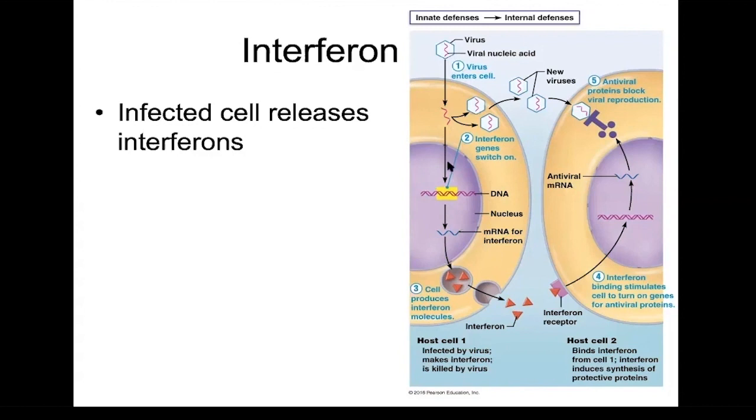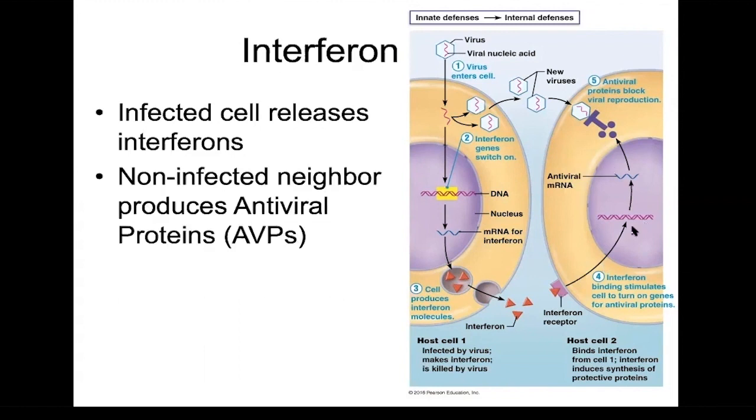When a host is infected with a virus, it will produce and release interferons. These are represented with the red triangles. So an infected cell releases the interferons. The interferons then will attach or bind to interferon receptors on neighboring cells. The cell on the right is not infected with the virus initially, and what the interferon does is it stimulates that cell to produce antiviral proteins, or AVPs.